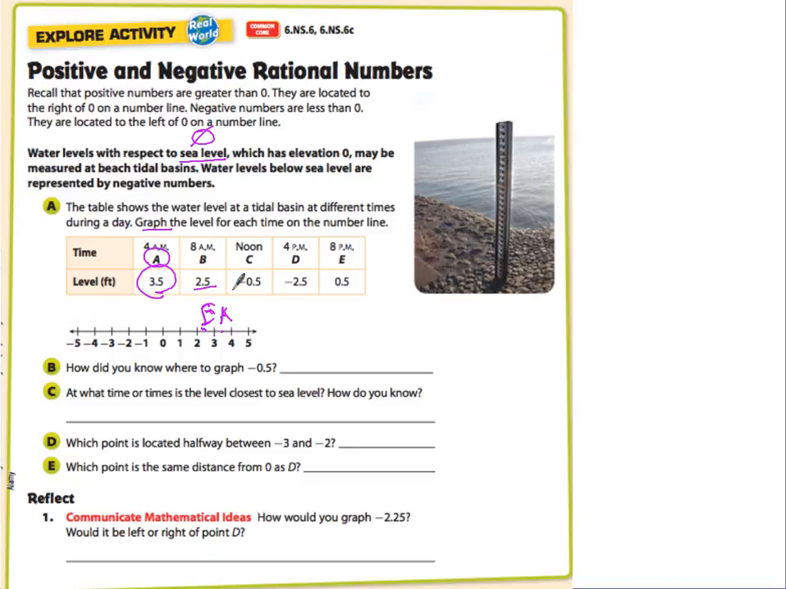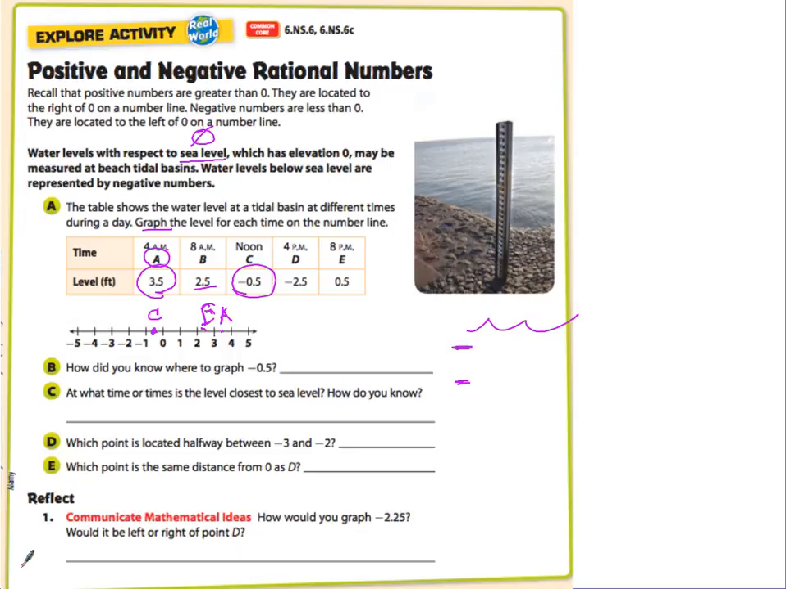All right, and then here at noon, we're at -0.5. So now it's starting to drop below sea level. So basically, if this is sea level, that tidal basin is starting to get down below that. All right, so here we're at -0.5. Well, -0.5 tells me that I have to go to the left, and I have to be at half, which is, in this case, going to be between 0 and 1, halfway between 0 and 1. So that's C.